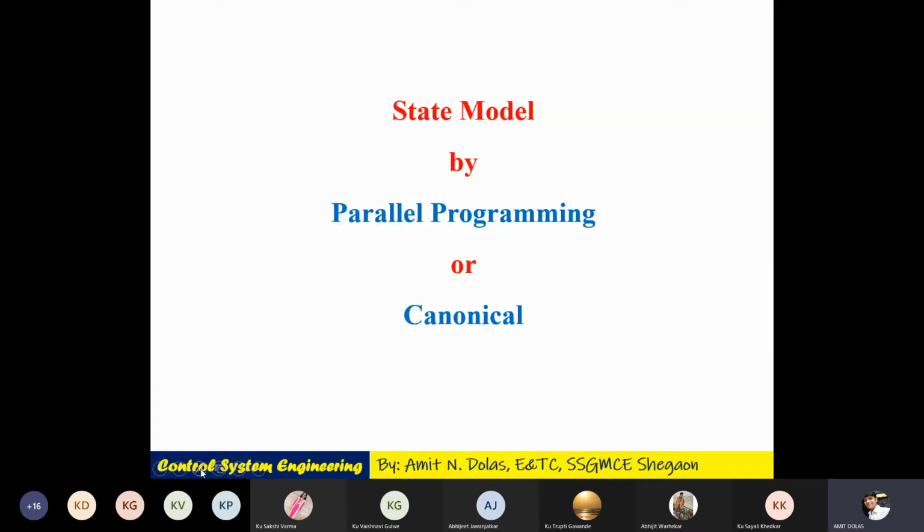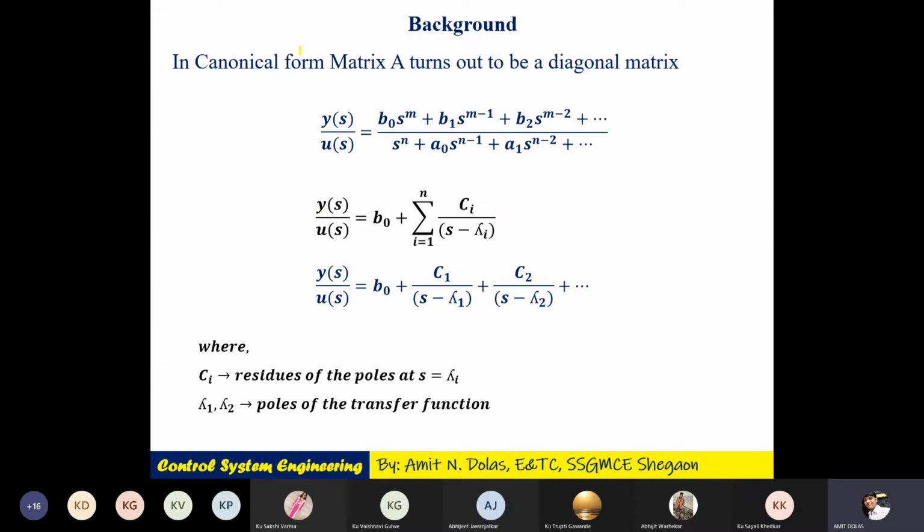Today we'll be going through the state model by parallel programming or canonical form. So, some background about this. In the canonical form, matrix A turns out to be a diagonal matrix. Just have this polynomial, that is Y of s upon U of s. U of s is the input, Y of s is the output, nothing but the transfer function.